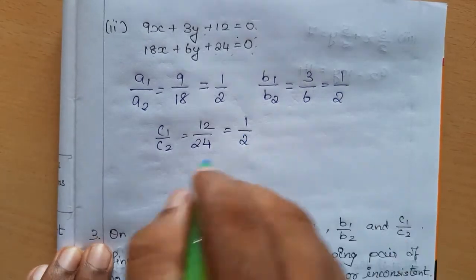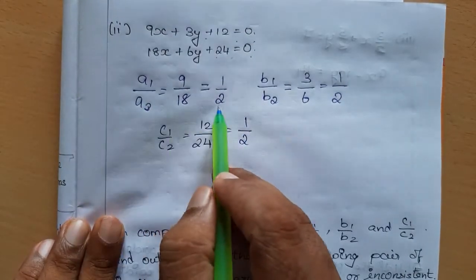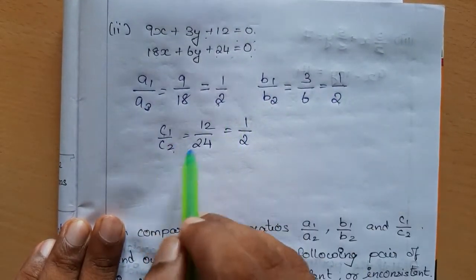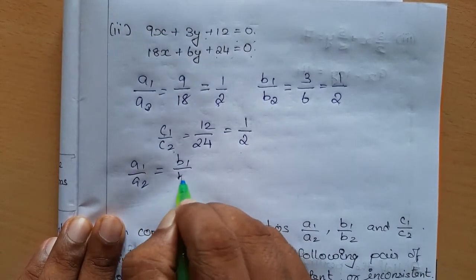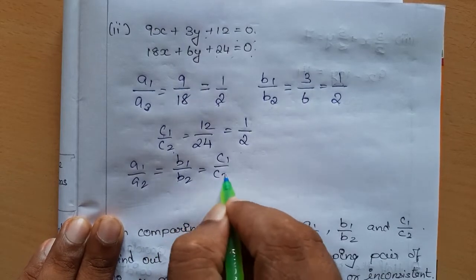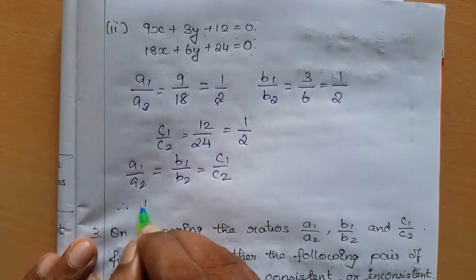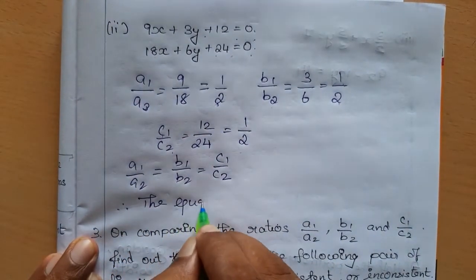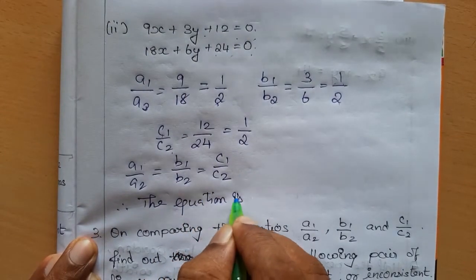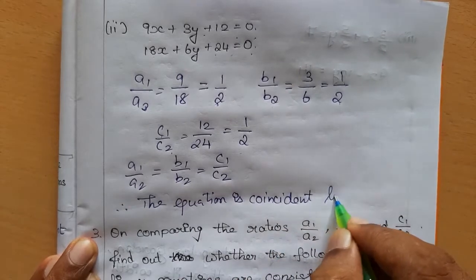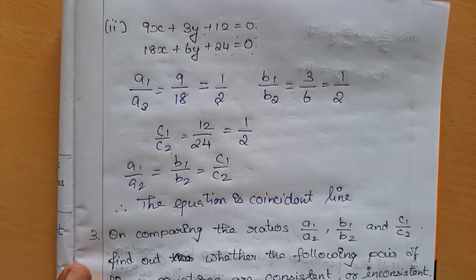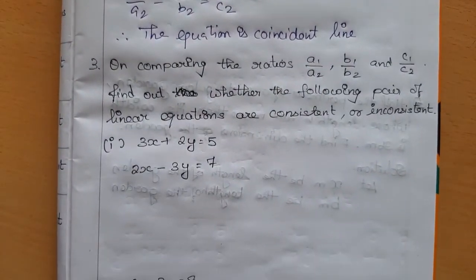Clear? So what is the condition here? If you can see, a1 by a2 is 1 by 2, b1 by b2 is 1 by 2, c1 by c2 is 1 by 2. So everything is equal. a1 by a2 is equal to b1 by b2 is equal to c1 by c2. Therefore, the equations are coincident lines. Clear? Yes. Here we go for the next problem.